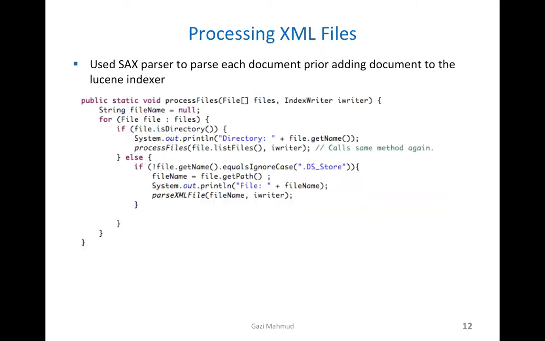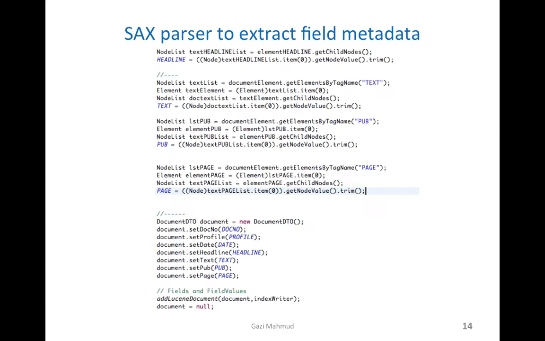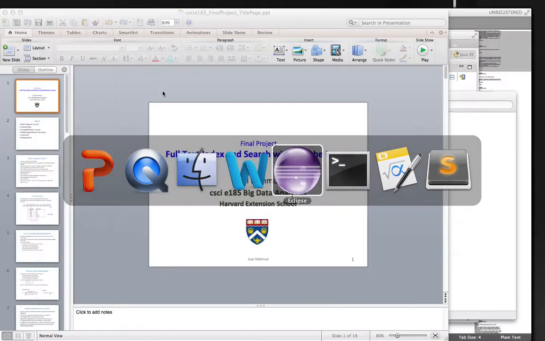So what happens in the indexer is that initially the indexer goes into the file system and traverses through using the SAX parser. It goes through each file and extracts the metadata for each file, and it creates Lucene documents, and using a Lucene IndexWriter, which is a class from the API, it writes to the index. So now let's go over to the demo.